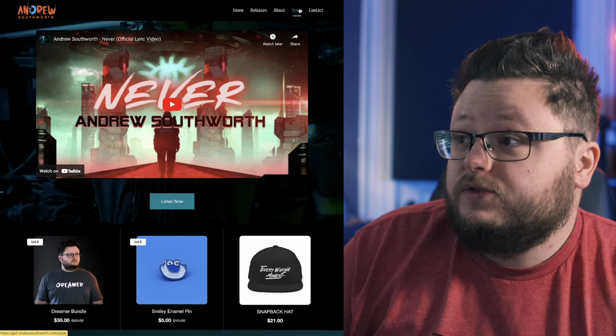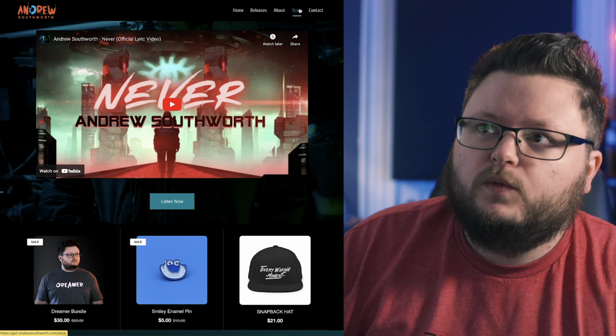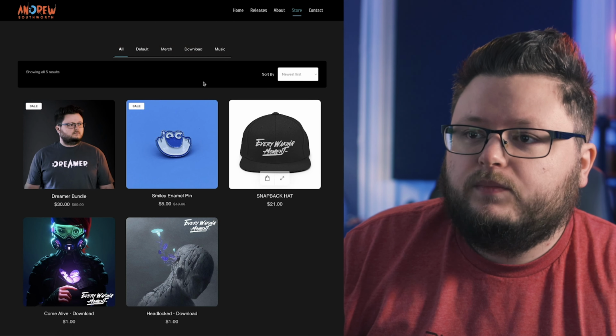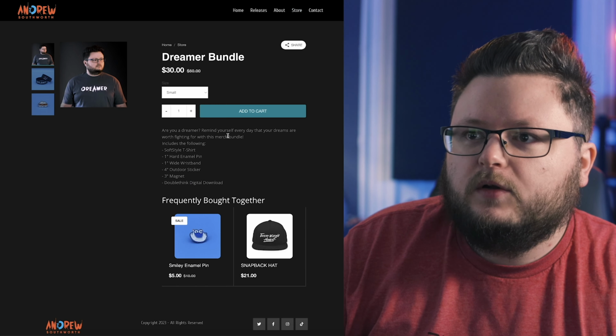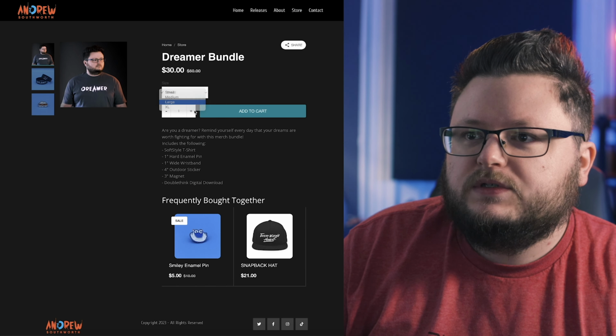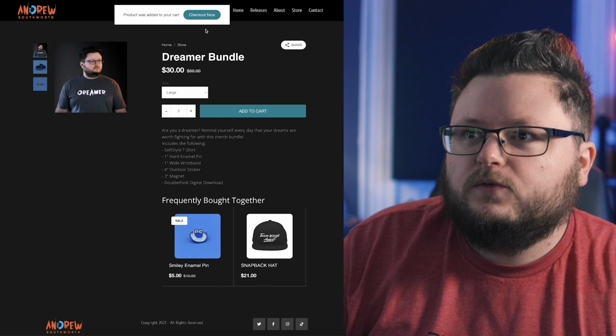Now, just to contrast, in case you're wondering, okay, that's a funnel, what's a store? All four of those plans come with a store. So this is a store, right? I can click on a product, I can see the information, I can choose a size for a shirt, choose multiple, and add it to a cart.